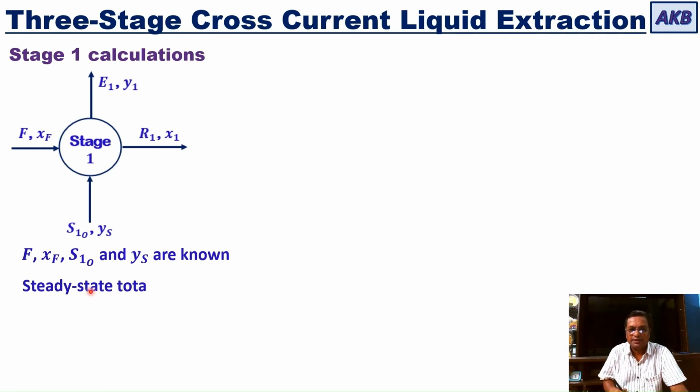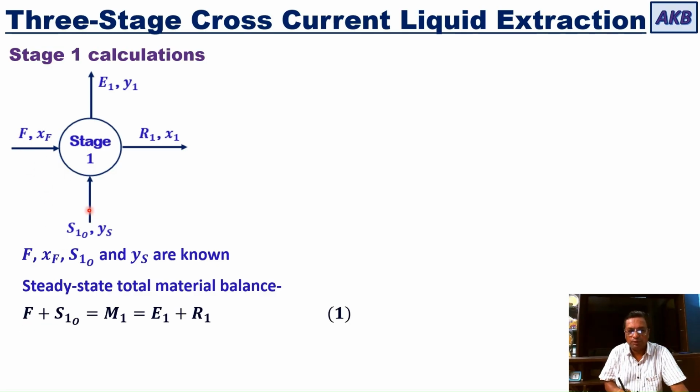Now let us look at the calculations. Let us first look at the steady state total material balance. Steady state total material balance means material balance taken under steady state conditions: input is equal to output. So the input is F plus S10. When these 2 phases are mixed in the first stage, initially a mixture will be formed.